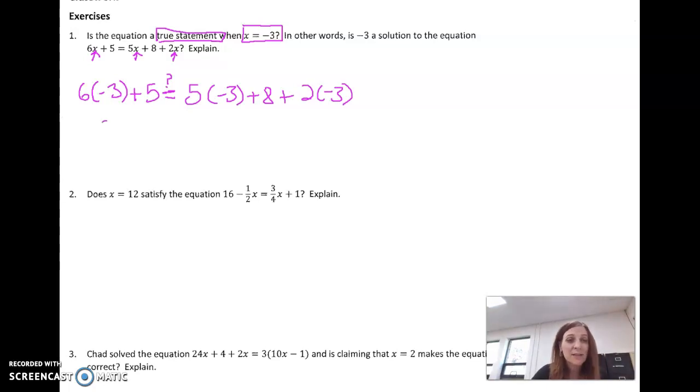6 times -3 is a -18 plus 5. Does that equal 5 times -3 is a -15 plus 8 plus 2 times -3 is a -6. Again, I put parentheses around that so I don't attach that negative sign to the plus sign, because you can see I don't write very nicely. And then if I just add these, -18 plus 5 is a -13. And again, you can use a calculator.